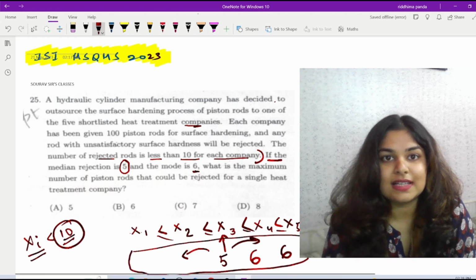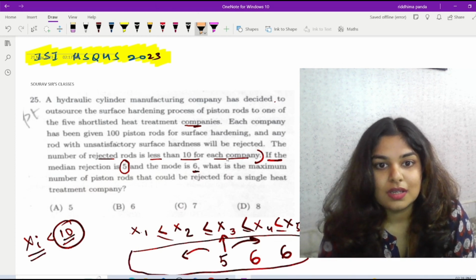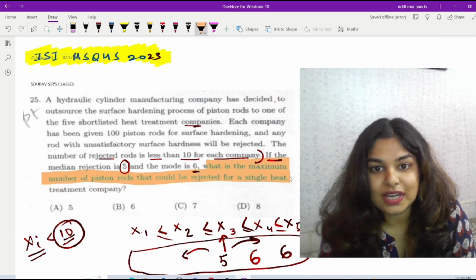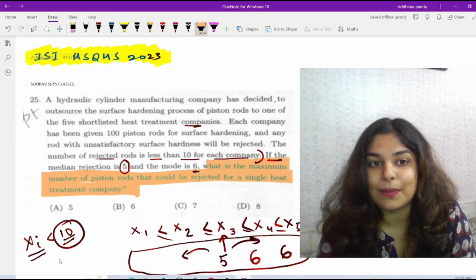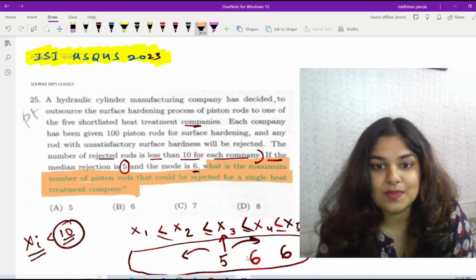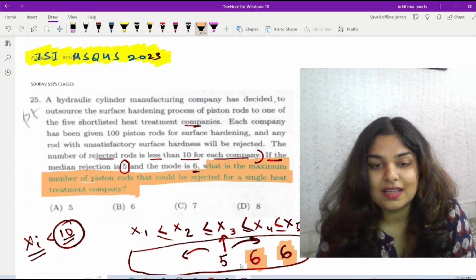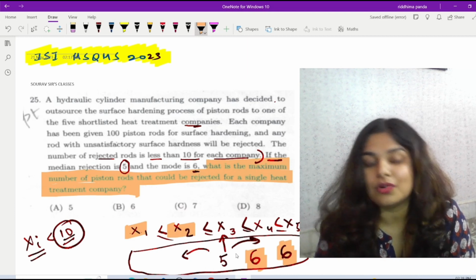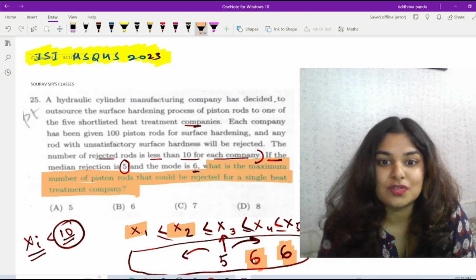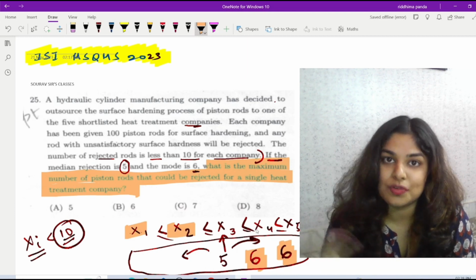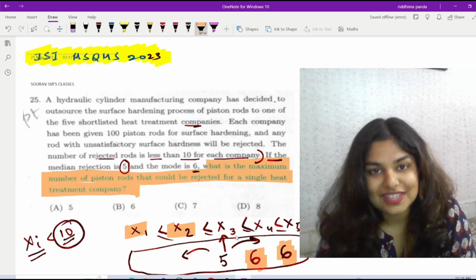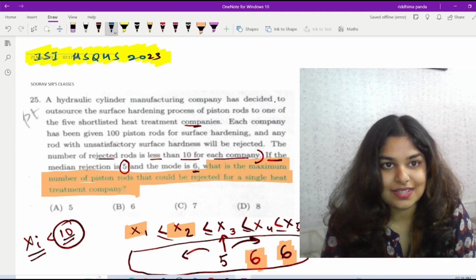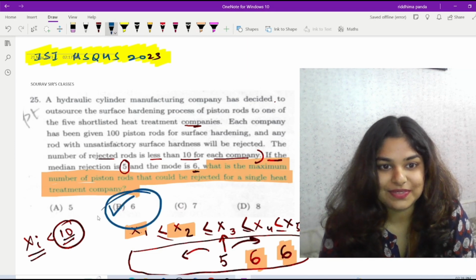So now let's come to the tail of the question. What is the maximum number of piston rods that could be rejected for a single heat treatment company? So this is very clear. The maximum is 6 and 6, because x1 and x2 will reject anything less than or equal to 5 but not more than that. And since the mode is 6, both of them have 6, that is the most repeated number in the series. So obviously the answer is 6. So that is option B.